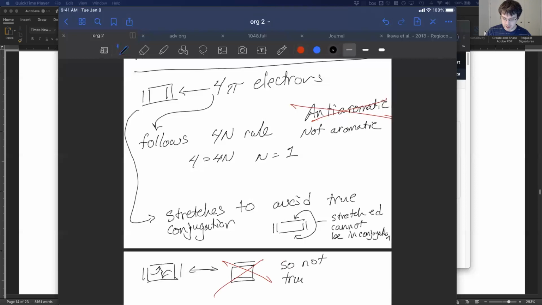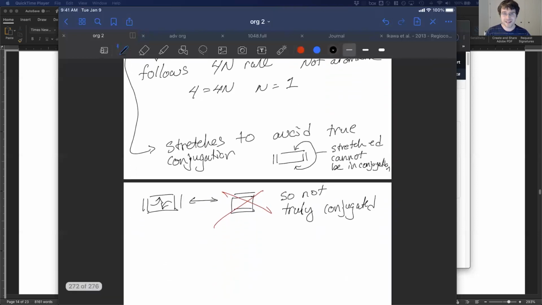So this is just another example of how a molecule will find a way to distort itself to avoid anti-aromaticity. So is the molecule aromatic or anti-aromatic? The answer is it's probably either aromatic or not aromatic. If it can find a way to be aromatic, it's going to get there. But if it can't, then it would just rather be anti-aromatic.